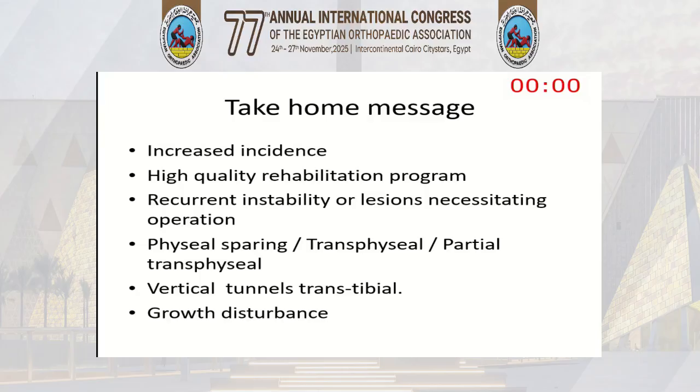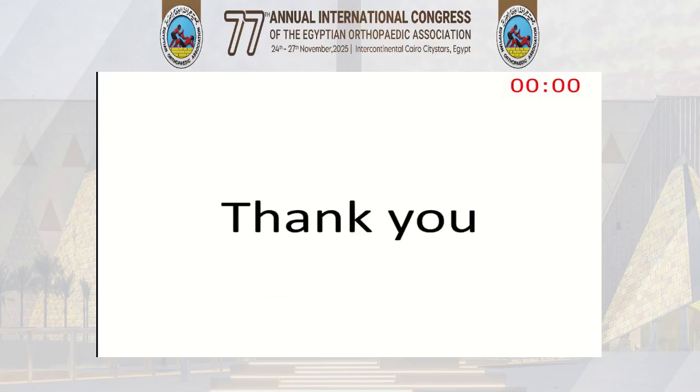So the take-home message is that we have an increased incidence of ACL injury in the skeletally immature. We may use a high-quality rehabilitation program as a form of treatment, either temporarily or permanently. Recurrent instability or lesions may necessitate operation. Options include physeal sparing, transphyseal and partial transphyseal techniques, vertical tunnels, and transtibial, and growth disturbance may occur even with all-physeal techniques. Thank you very much.